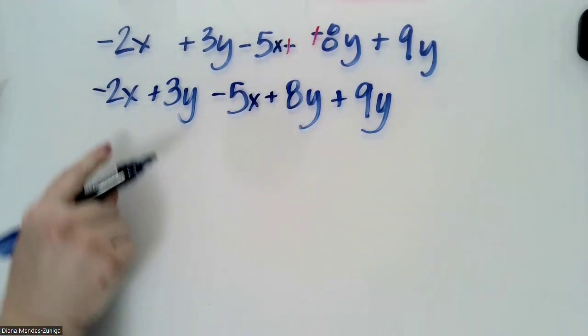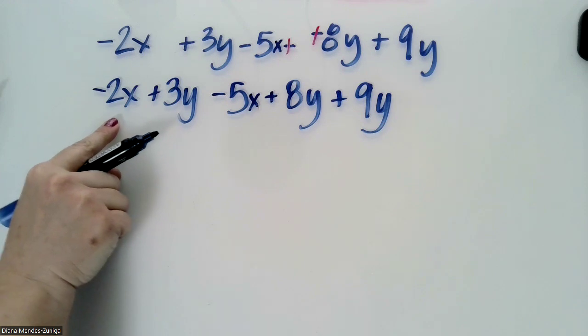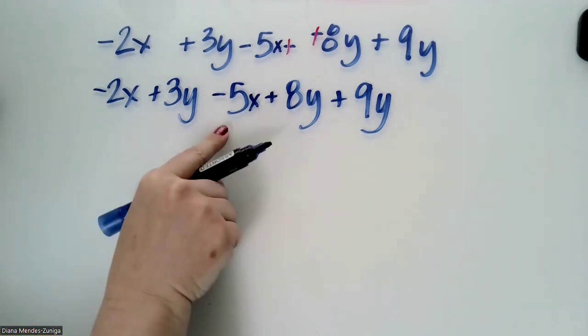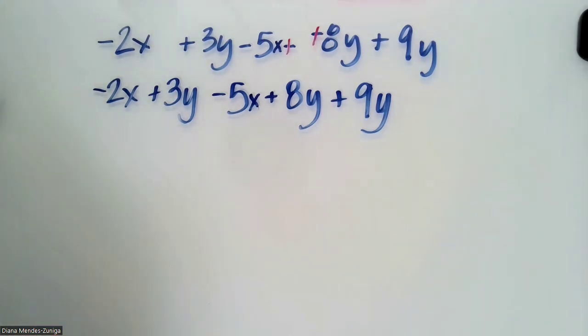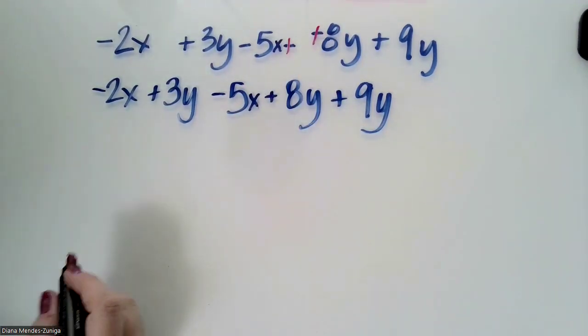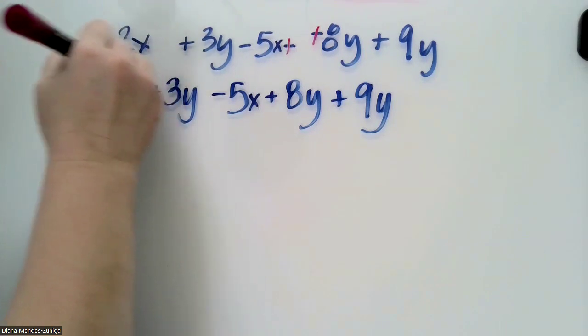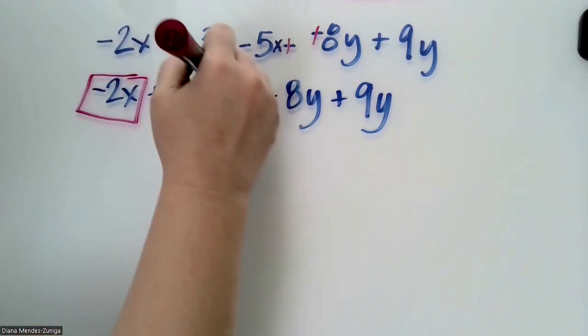So now we have -2x plus 3y minus 5x plus 8y plus 9y. I'm glad I checked my problem. When I make mistakes, it's usually that I don't copy down the problem correctly, and that happens. So let's move on to our like terms here.